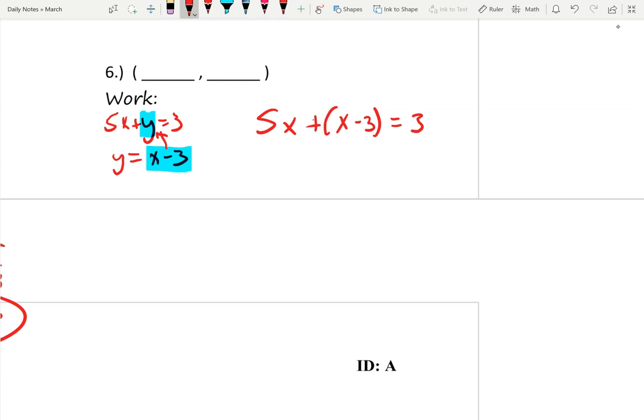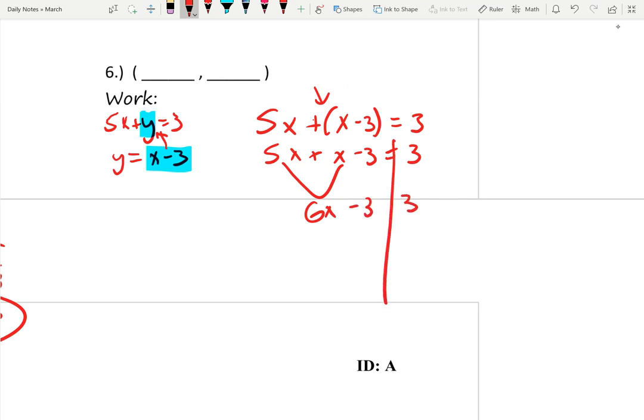So now again, because there's no number here, I'm just going to rewrite this without the parentheses. All right, so let's combine x terms. 5x plus x makes 6x. Going to bring down the minus 3, bring down this 3. We'll add this 3 to cancel it out. And that leaves you 6x equal to 6. Divide by 6, and we have x is equal to 1.